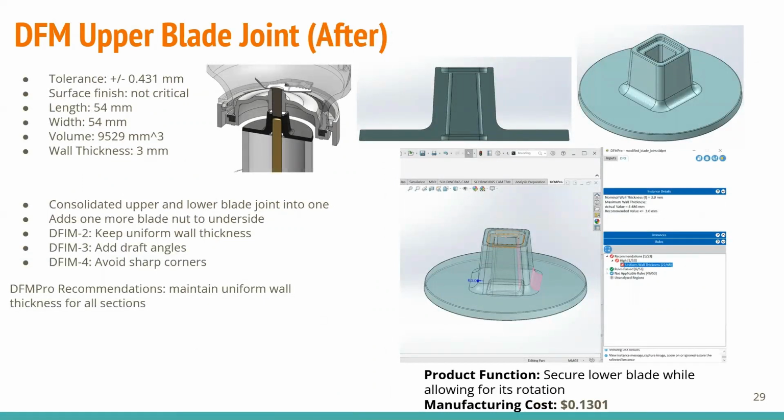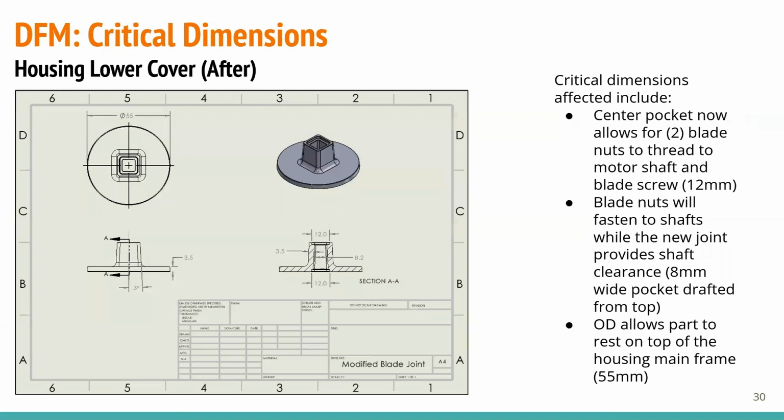The redesigned upper blade joint transmits torque via the blade screw nuts. It adds draft angles, keeps uniform wall thicknesses, and saves heavily on surfaces and side pulls. Most importantly, the cost savings comes from eliminating the lower blade joint, which has been consolidated into this single part. The redesign changes some critical dimensions, including pockets for blade nuts, adds clearance for motor shaft and screw, and the outer diameter to sit on the other components.